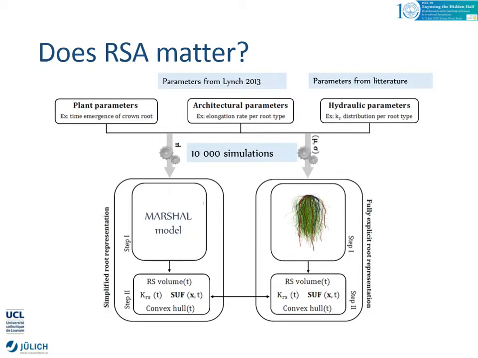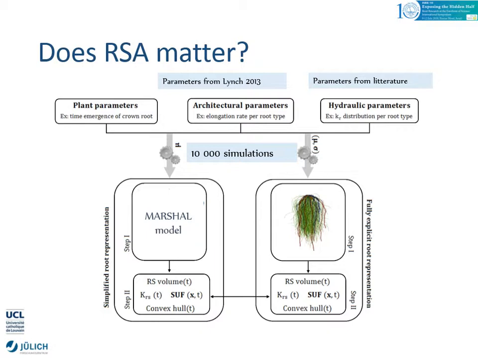So, does the root system architecture matter? Here, what we do is an exercise. We took architectural parameters from a Lynch paper. We took hydraulic parameters from a review of the literature, where we have a lot of maize measurements, radial conductivity, xylem conductance, and so on. And what we did is to analyze this genotypic domain, or this trait domain. So we ran all possible combinations of all the traits in the ranges which were found in the literature, and we generated 10,000 potential root system architectures.